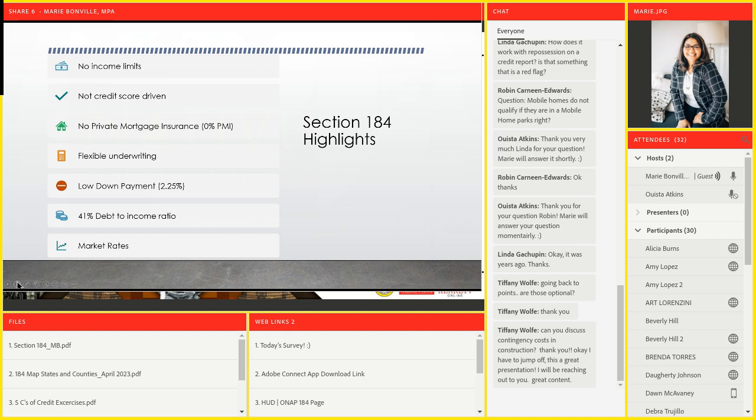So that's a good thing, because I want to say that if you were going conventional, you'd have to have a lower DTI. It would have to be close to 36, 38%, somewhere in there. And as I said before, debt to income is that financial picture. What do your debts look like versus what is your income?